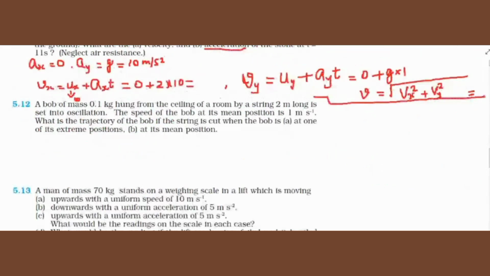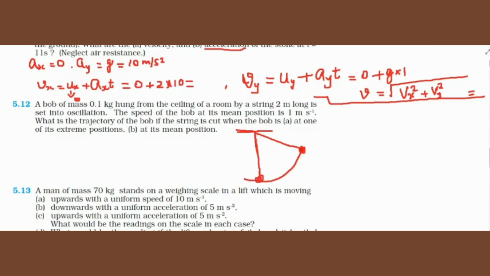Now, next question 12. Okay, it's a simple pendulum. It is asked to give the trajectory of the bob if the string is cut when the bob is at the extreme position. Okay, so try to explain with the help of a diagram. Case A, the pendulum. Now case A at its extreme position. Extreme position means the bob goes upward like this, and at this point, the bob is momentarily arrested, then it returns back.